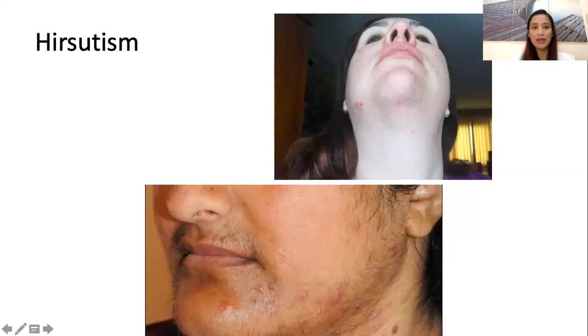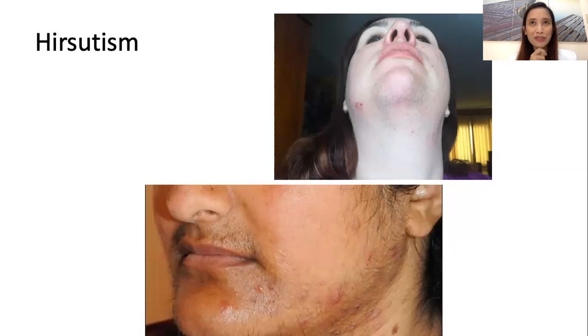And this is what I was telling you about, hirsutism. This is a female patient, and a female patient shouldn't have some remnants of beard in this area, but this patient has, and that needs further evaluation. Some patients with PCOS or congenital adrenal hyperplasia or any virilizing tumors can have presence of hirsutism.